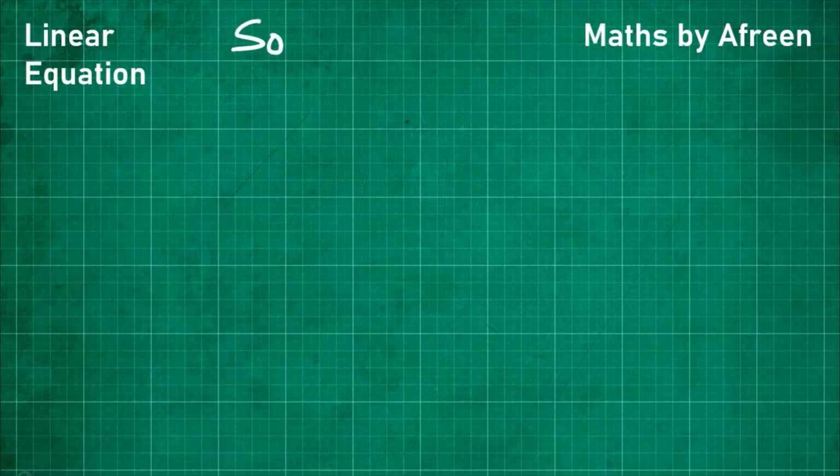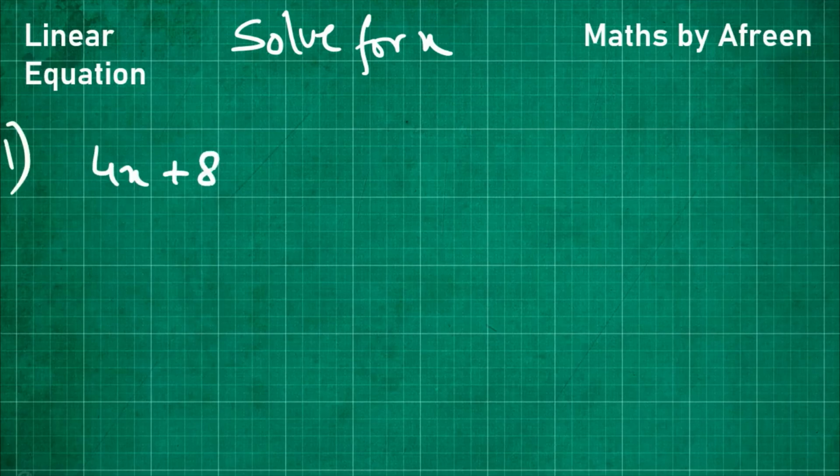So what we will do, we will solve for x using this shortcut method. Our first question is 4x plus 8 equals 2x plus 10. What we will do next, we will just start transposing the terms. We will take the variable at one side and the constant at the other side.